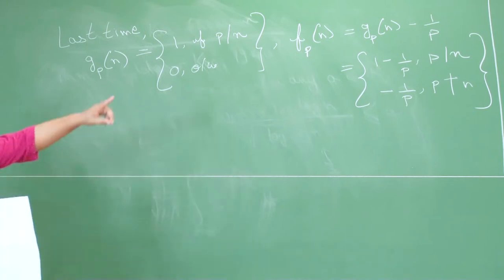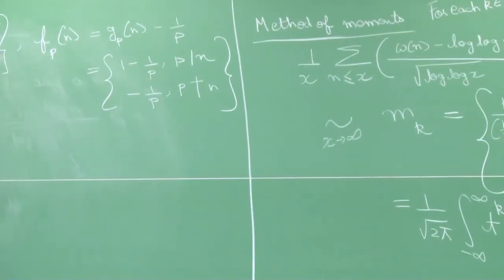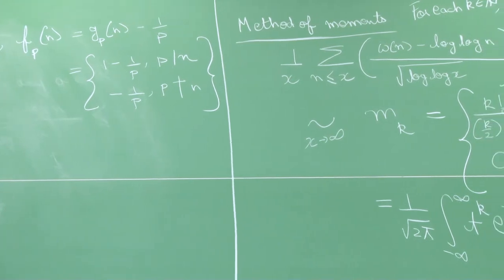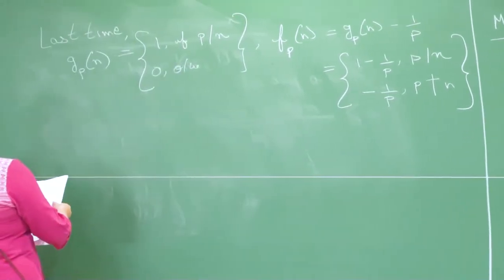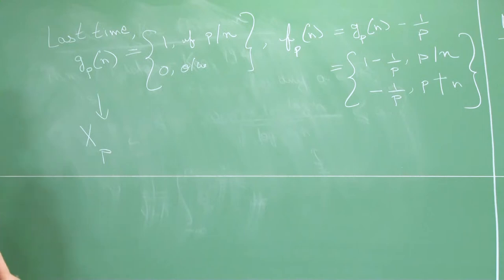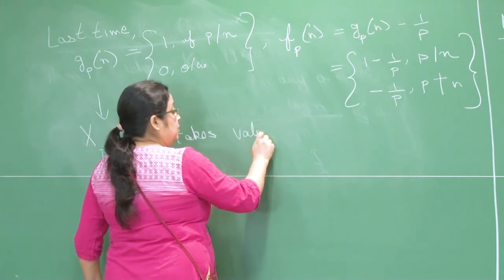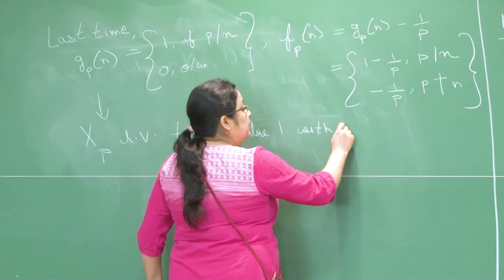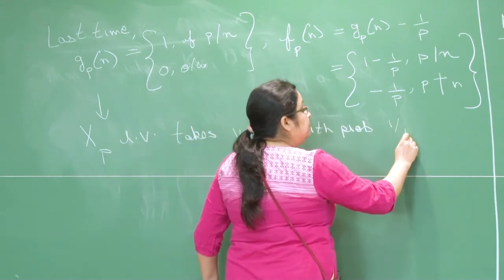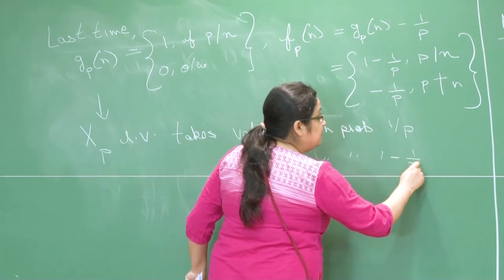Now, we want to bring our study of omega of n minus log log x down to the study of sums of these functions. And we had made an initiation in this direction last time. Also, we compare these g sub p's to an abstract random variable x sub p, which is a Bernoulli random variable, and it takes the value 1 with probability 1 over p, and it takes the value 0 with probability 1 minus 1 over p.